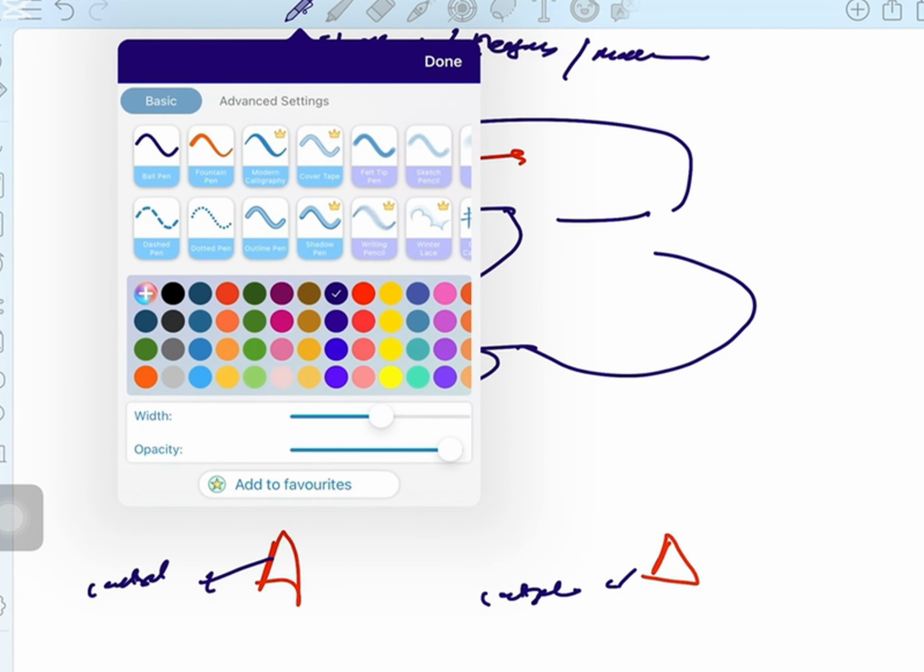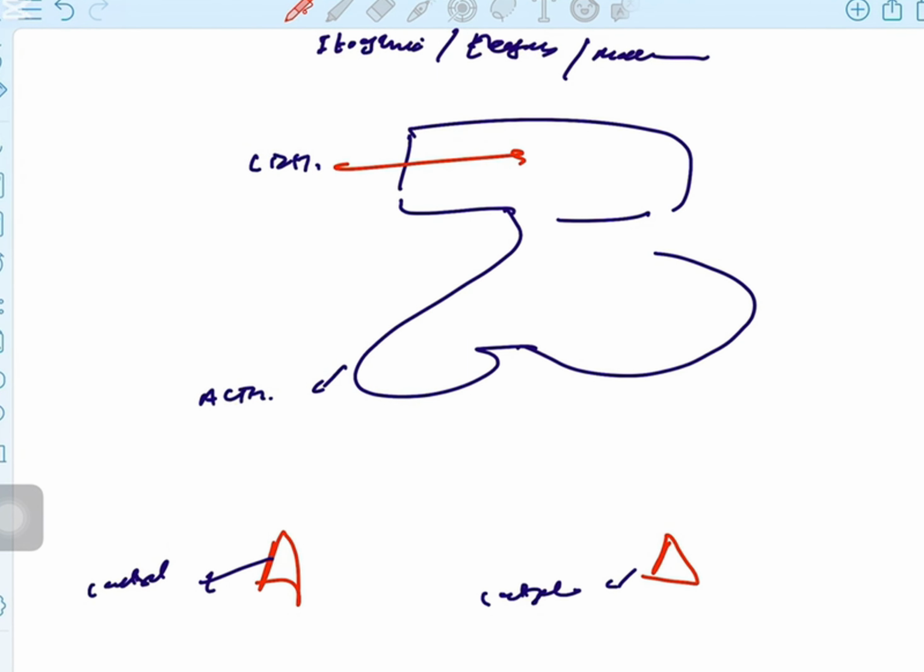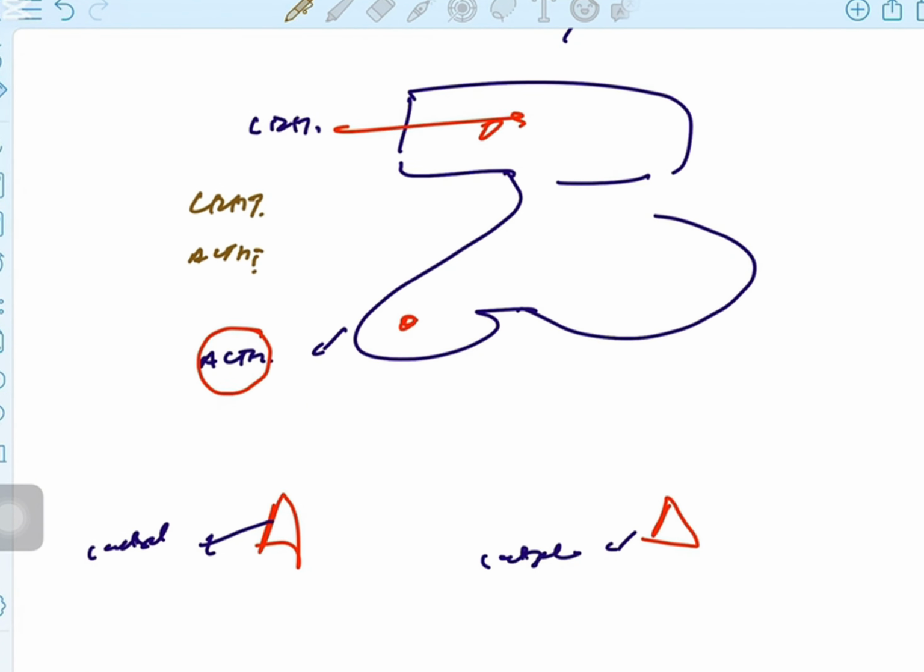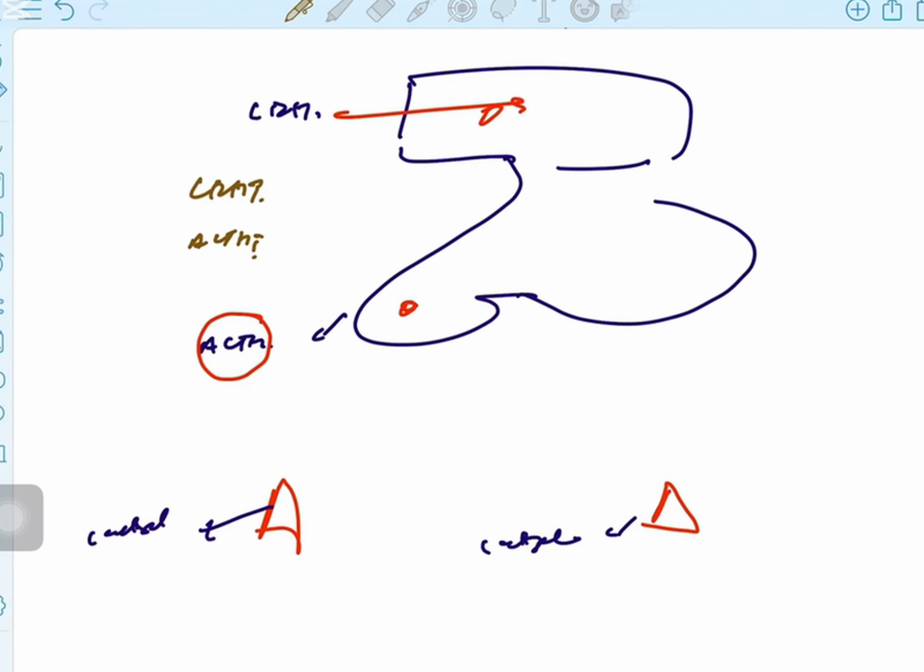Just take an example: if a tumor is present in the hypothalamus or the anterior pituitary, then due to the tumor, the anterior pituitary will produce ACTH hormone in a huge amount. Automatically it will produce. So the corticotropic releasing hormone will be high, ACTH hormone will be high, and when ACTH gives maximum stimulation to the adrenal gland, the adrenal gland will produce cortisol hormone in a huge amount.